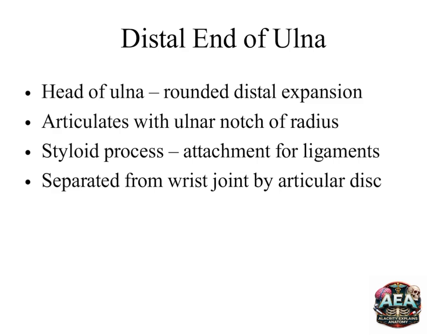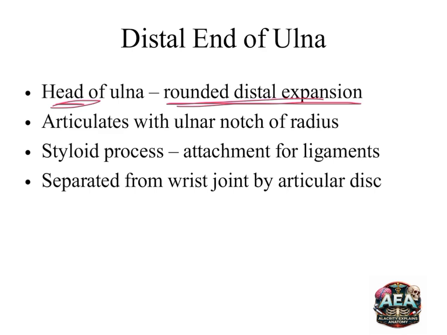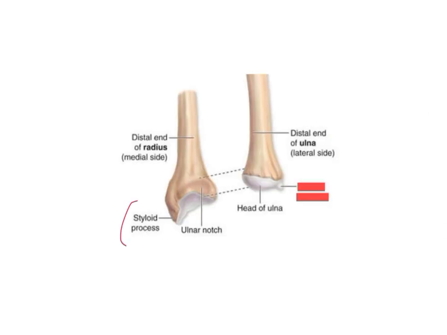Now the distal end of the ulna. Remember in the last video we mentioned that the proximal end of the radius forms the head, while for the ulna it is at the distal end that you have the head of the ulna. The head of the ulna is a rounded distal expansion. It articulates with the ulnar notch of the radius. It has a styloid process that gives attachment to ligament.